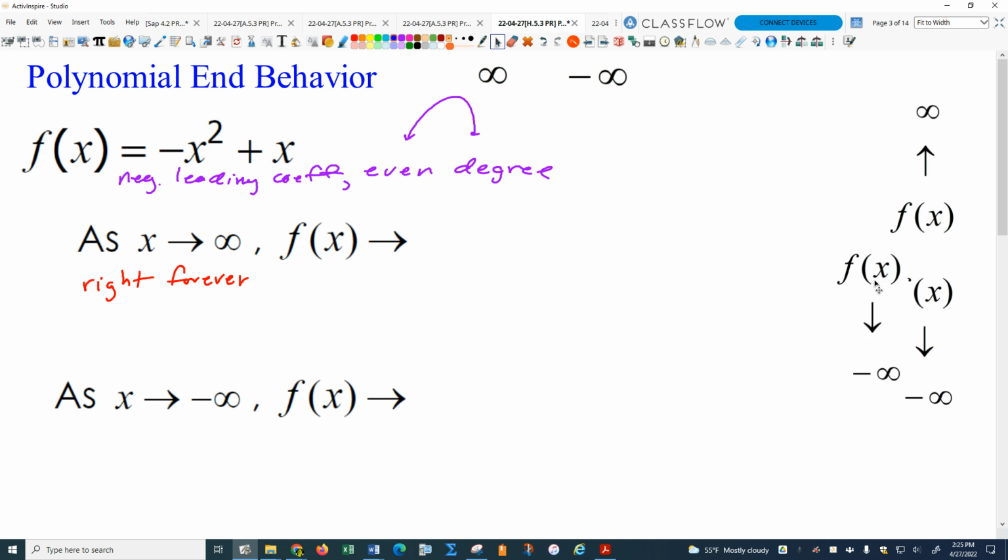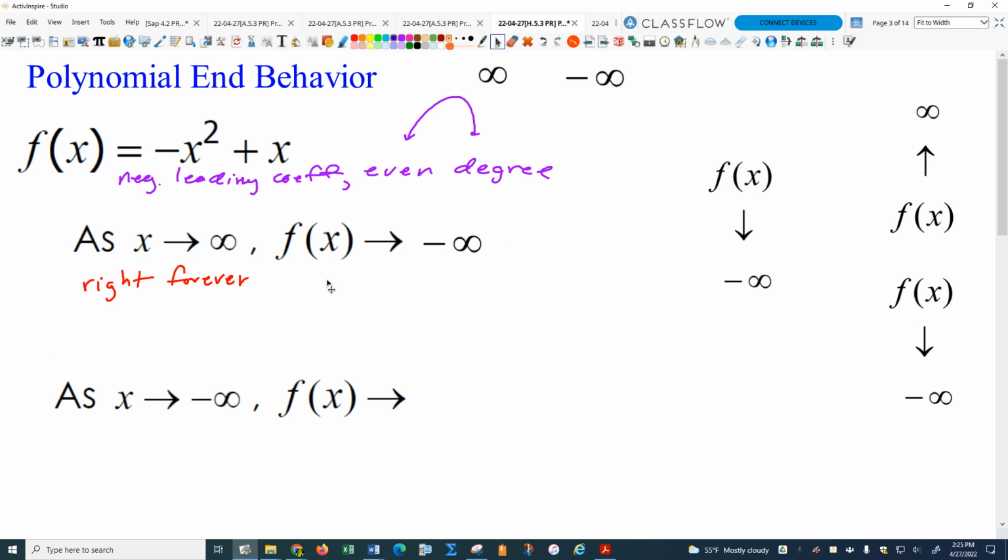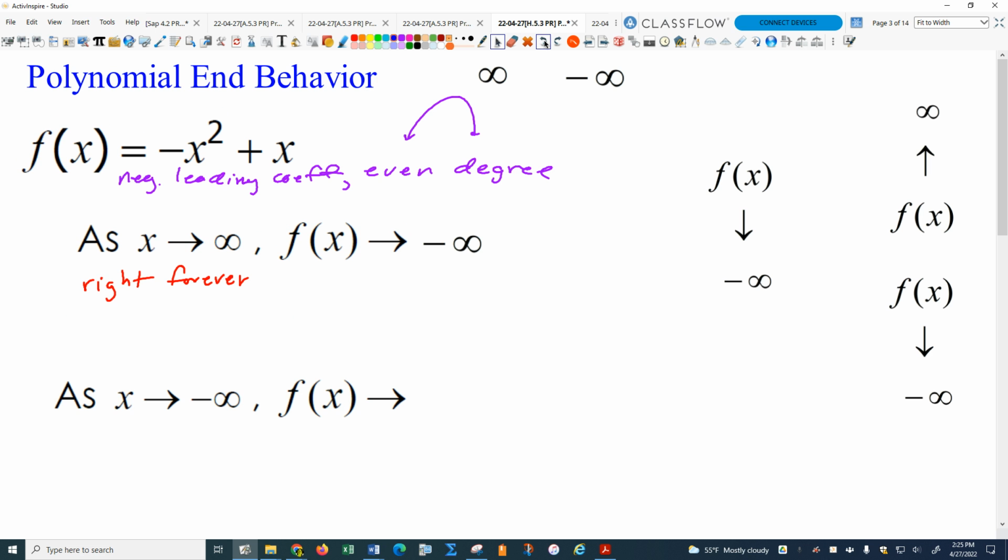Right? So it's going to do something like that, isn't it? It's going to go down because f of x, y is the vertical variable, right? So as y approaches negative infinity, vertically speaking, we're going to negative infinity, which is down forever, right? So f of x approaches negative infinity. How do we interpret that part? That just means we're going down forever, right? Right forever, down forever.